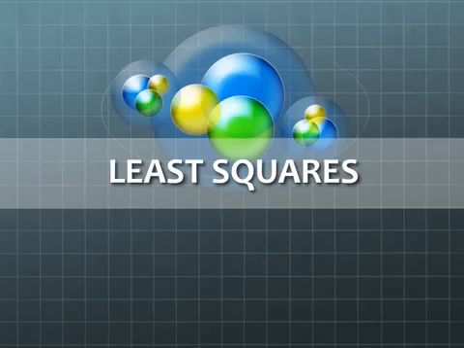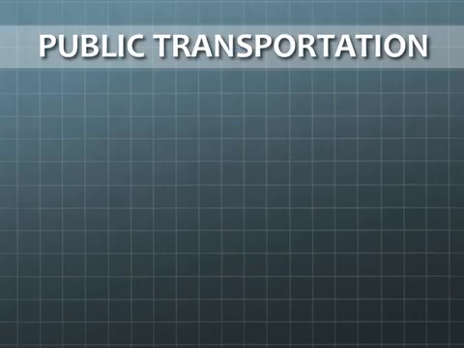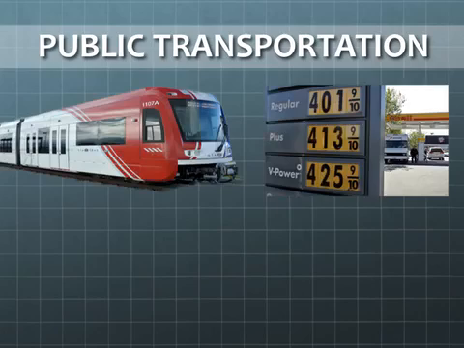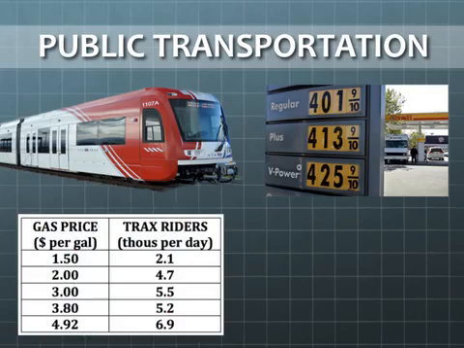This lesson will teach you how to identify which equation is truly the best fit by using a technique called least squares. Imagine that city planners in the Salt Lake Valley are trying to decide how best to develop the TRAX public transportation system. They have noticed that when gas prices get more expensive, more people are willing to try public transportation instead. They have already collected their data and drawn a scatter plot.